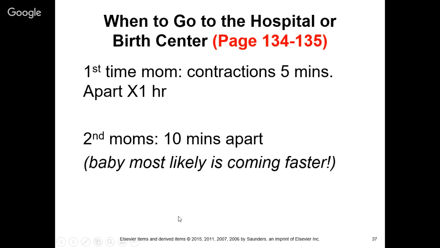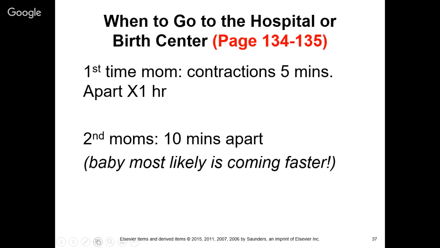So for a first-time mom, when the contractions are about 5 minutes apart for about an hour. So remember the first-time mom, it takes longer. So she can get down to 5 minutes. She should have plenty of time. Now every woman's different, but generally that 5 minutes for an hour is fine.